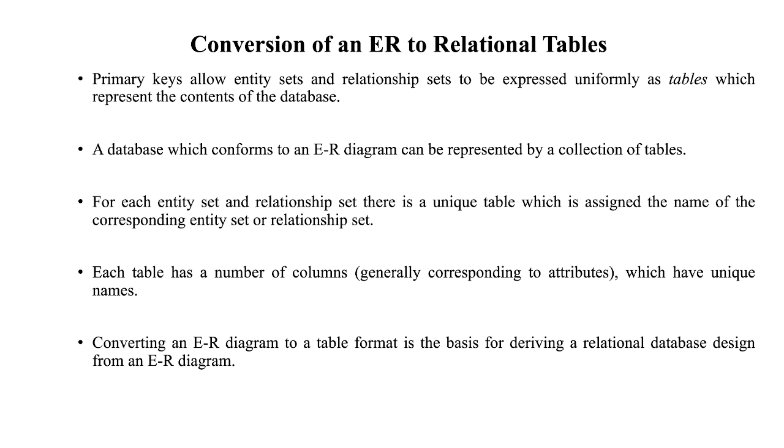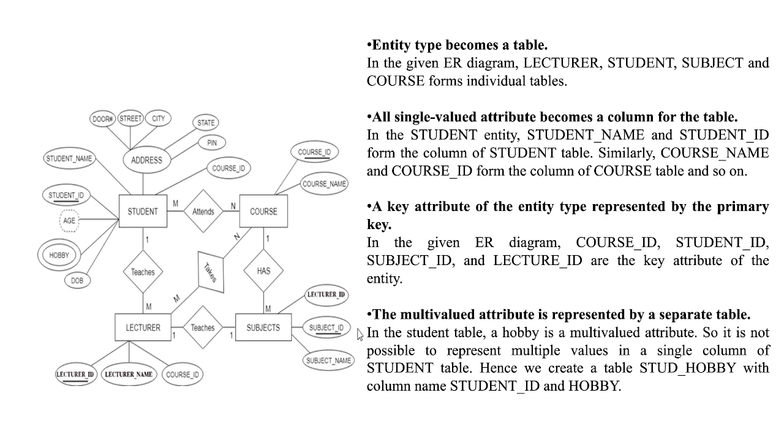Primary keys allow entity sets and relationship sets to be expressed uniformly as tables which represent the contents of the database. A database which conforms to an ER diagram can be represented by a collection of tables. For each entity set and relationship set, there is a unique table which is assigned the name of the corresponding entity set or relationship set. So, converting an ER diagram to a table format is the basis for deriving a relational database design from an ER diagram. We are going to see some important points in conversion.